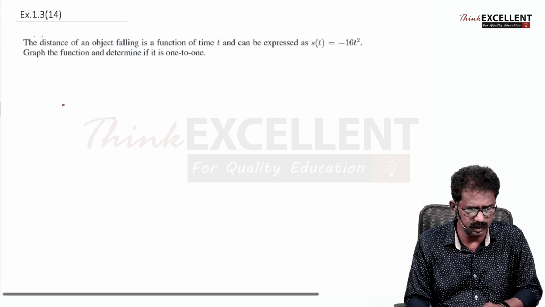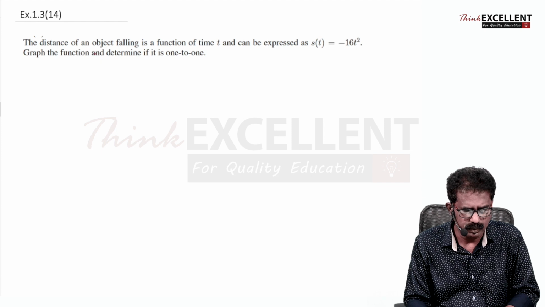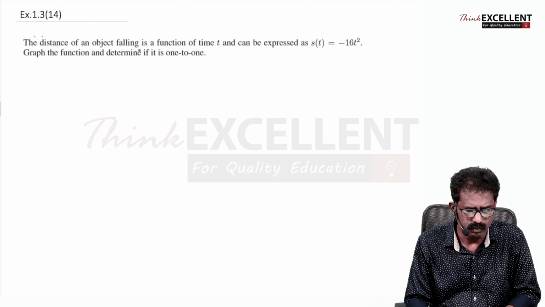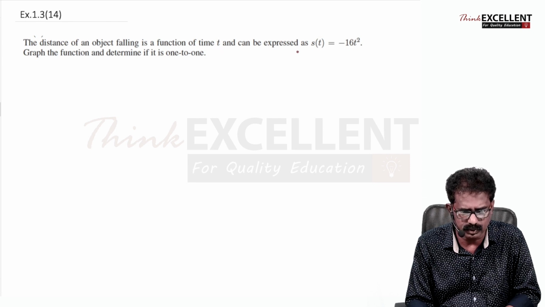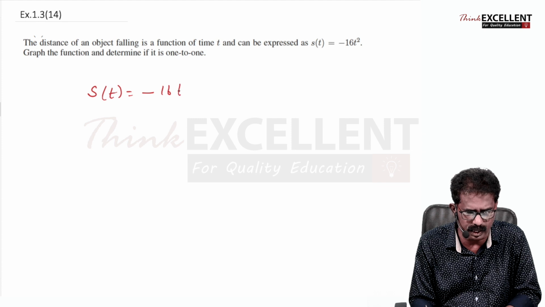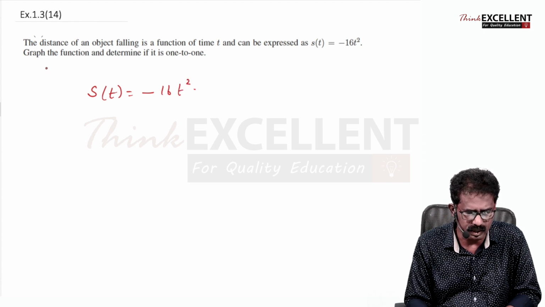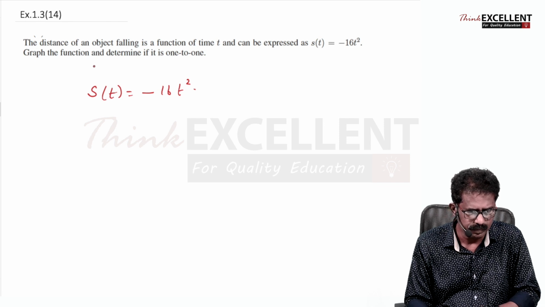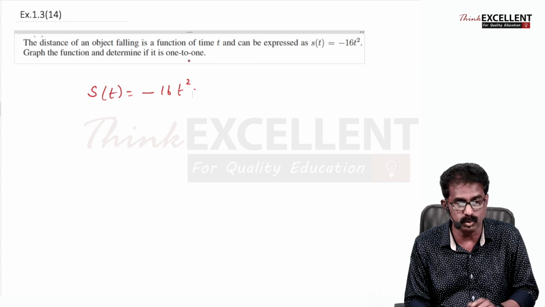Now see the next question. The distance of an object falling is a function of time t and can be expressed as, so s is the distance in time t, s of t equal to minus 16t squared. Okay, this is one function given. Graph the function and determine if it is 1 to 1. So we have to check whether it is 1 to 1 or not.